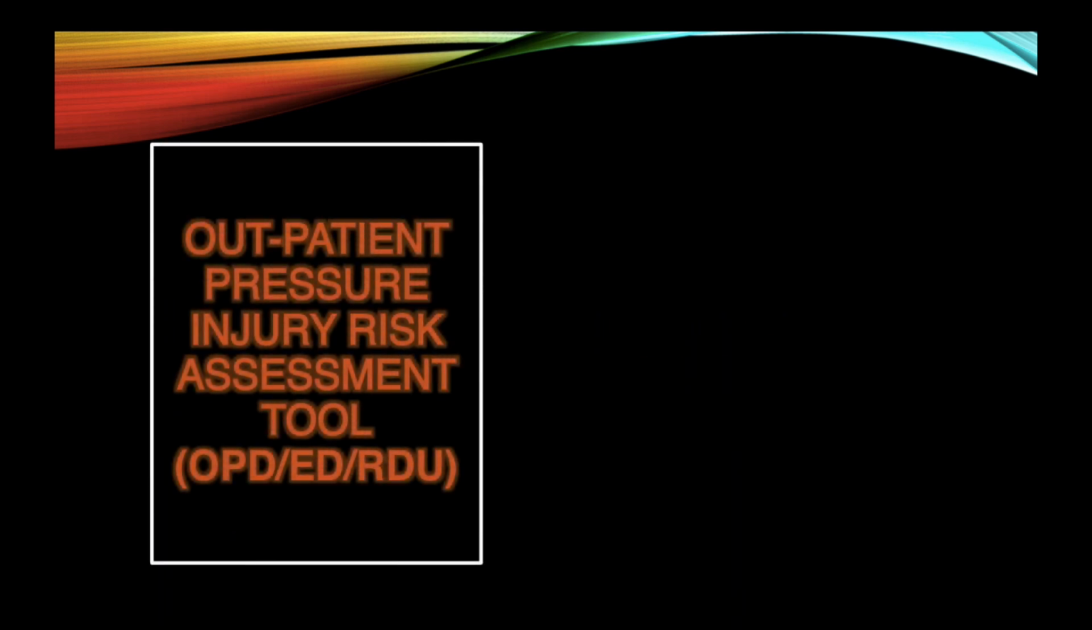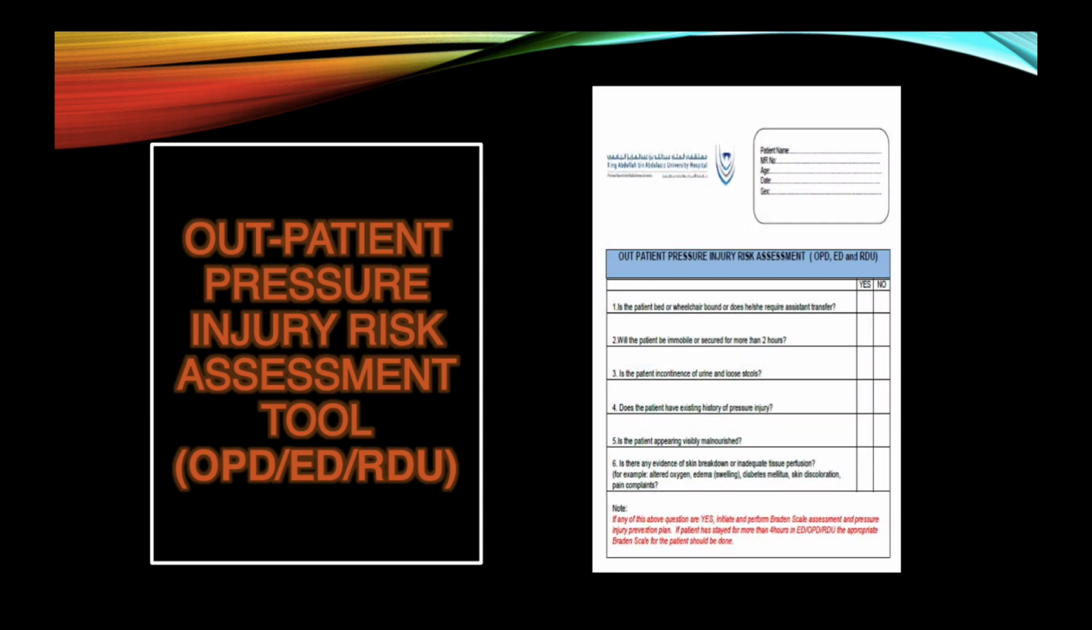Introducing to you the new Outpatient Pressure Injury Risk Assessment tool, to be used by the outpatient department, emergency department, and renal dialysis unit. It is a checklist where you need to ask your patients to determine if there are any causative factors that may put them at risk to develop pressure injury. If any of the above questions is yes, initiate and perform Braden Scale assessment and pressure injury prevention plan.